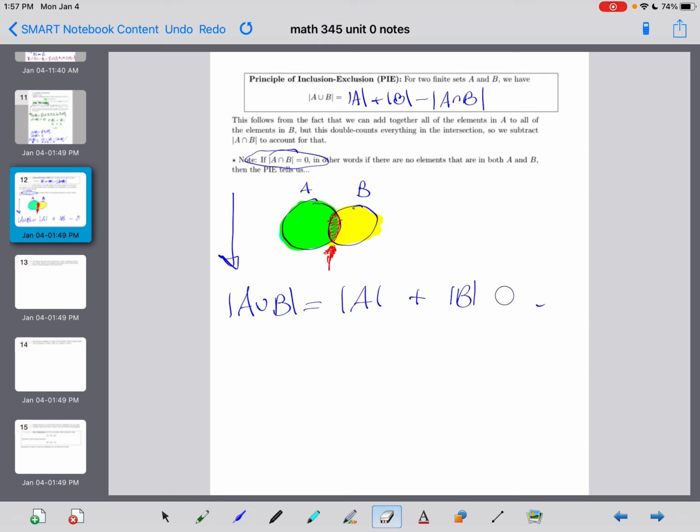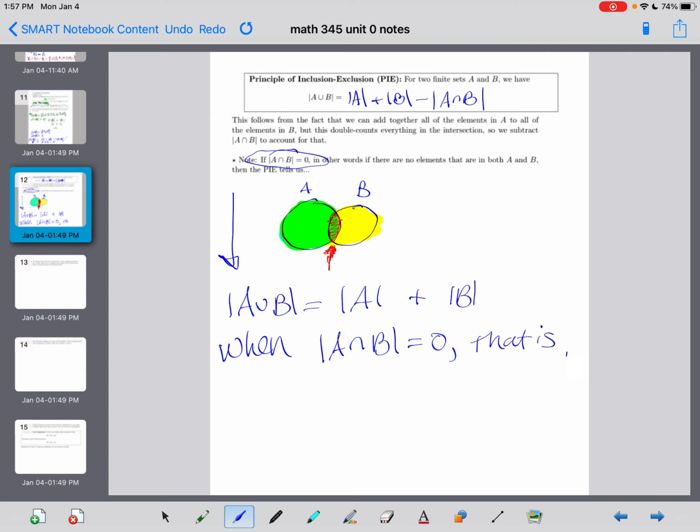That's saying the cardinality of A union B is just equal to the sum of the individual cardinalities. That only happens when the cardinality of the intersection is equal to 0. That is, when the two sets have nothing in common, when the two sets are disjoint.